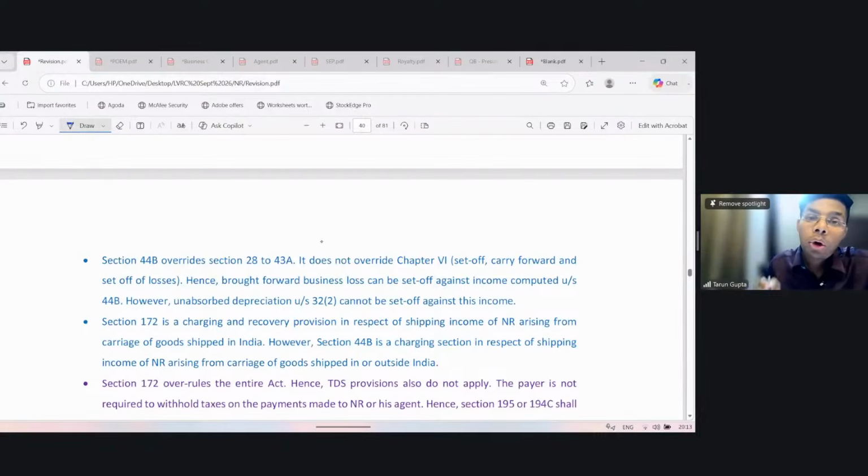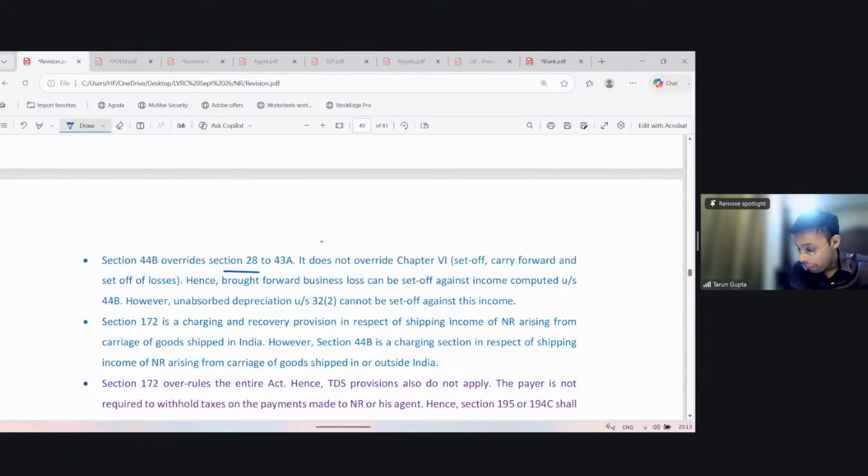Section 44B only overrides the PGBP head, Section 28 to 43A. It does not override Chapter 6, set off carry forward. Hence, brought forward business losses can be set off against income computed under Section 44B. However, unabsorbed depreciation under Section 32(2) cannot be set off against this income because this section has been overridden, as it's a part of the PGBP head.